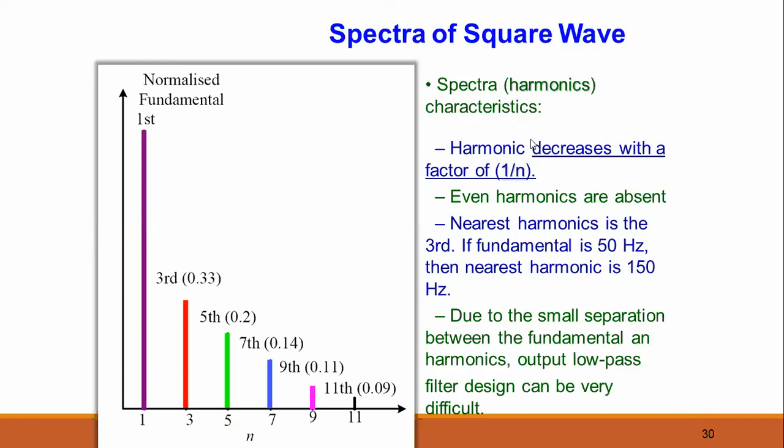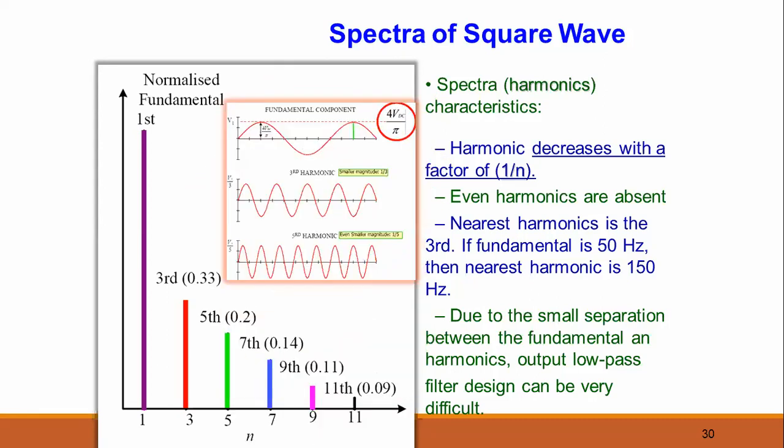And the nearest harmonic is the third harmonic. If the fundamental is 50 hertz, the nearest harmonic is 150 hertz. Due to the small separation between the fundamental and the harmonic, output low pass filter design can be very difficult. So what do we have to do now?